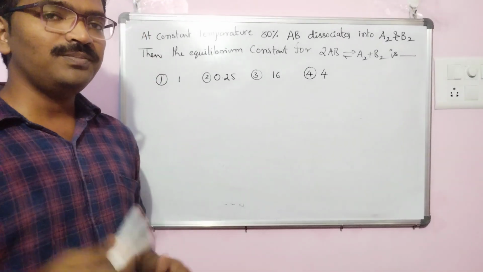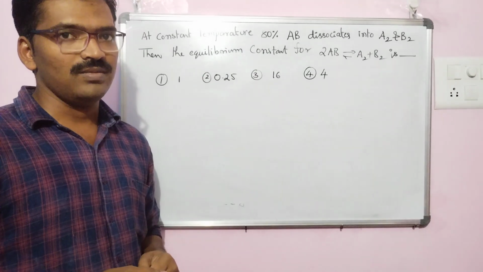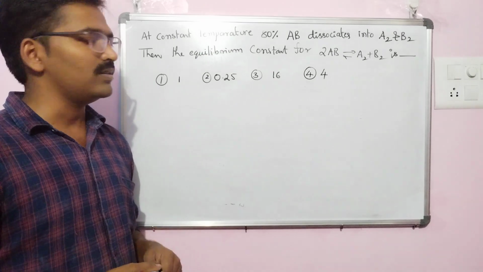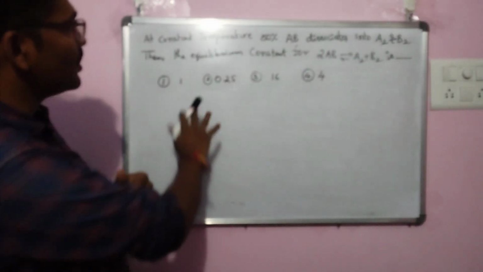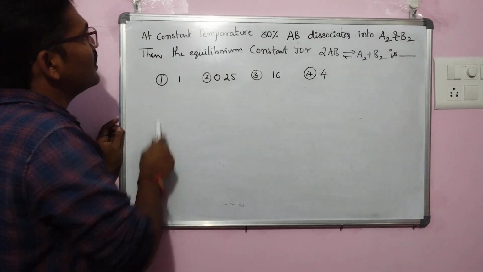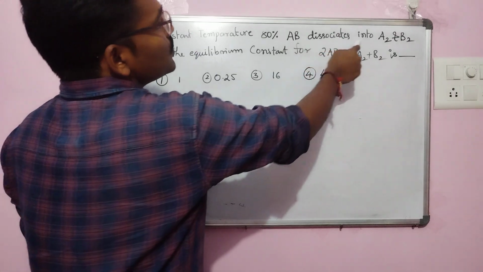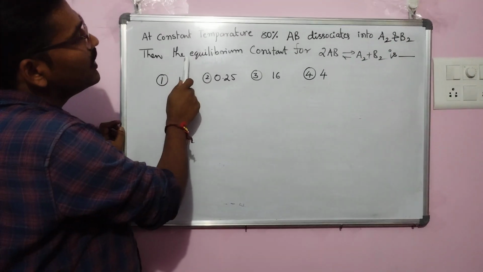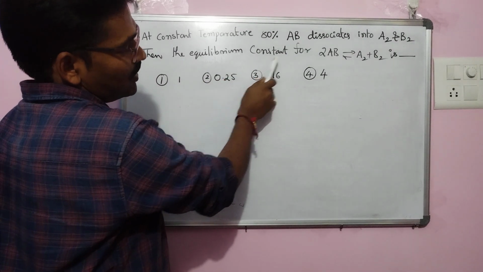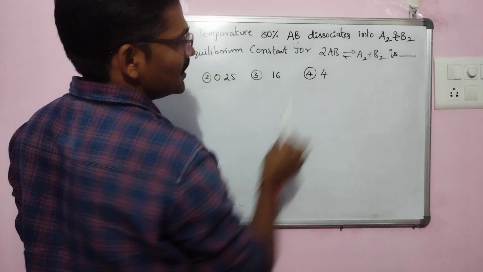Listen, my name is Lakshmi Narayana. We are discussing the equilibrium chapter. Now look at this problem. What is the problem here? At constant temperature, 80% of AB dissociates into A2 and B2. Then the equilibrium constant for 2AB giving A2 and B2 is.